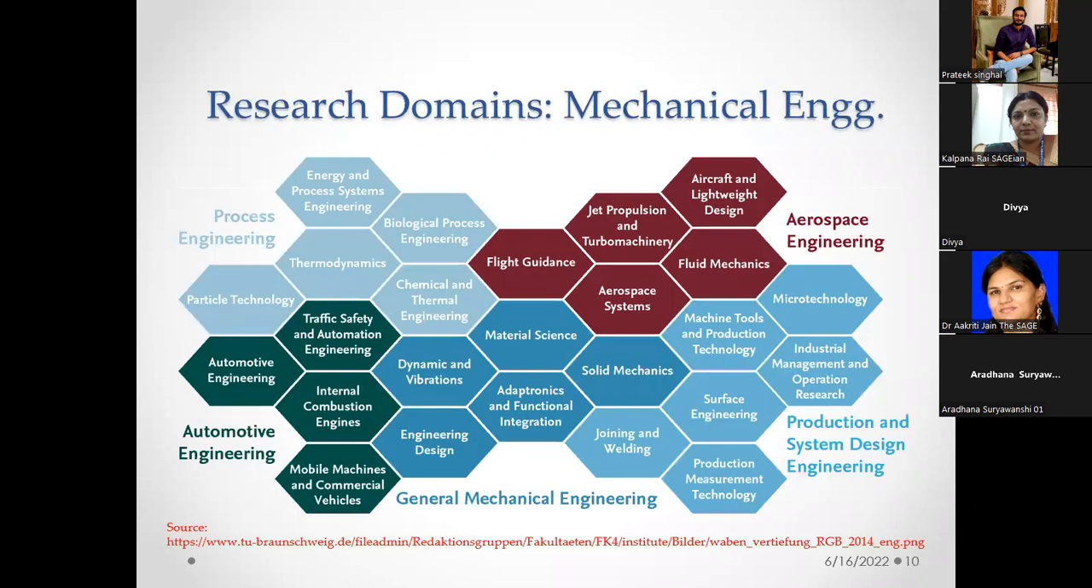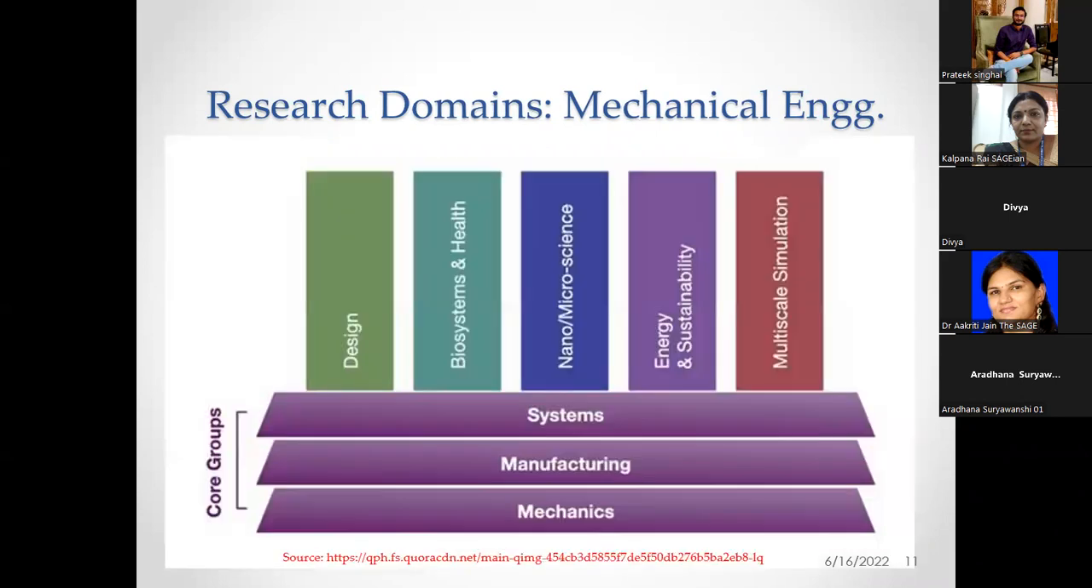As far as mechanical engineering is concerned, here you can see the conventional research areas like dynamics and vibrations, design, material science, solid mechanics, joining and modeling, surface engineering, production measurement, and technology. Apart from that, automobile has similar research areas, then production, aerospace, and process engineering. In process engineering, you can see thermodynamics, particle technology, and thermal engineering. So these are the trending areas.